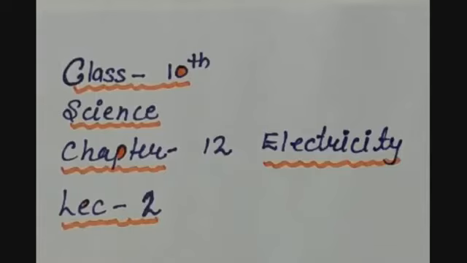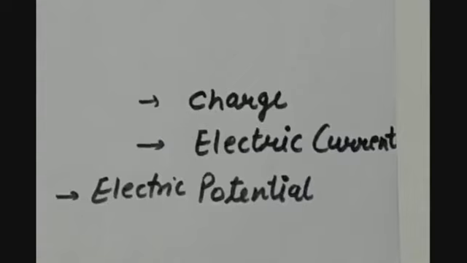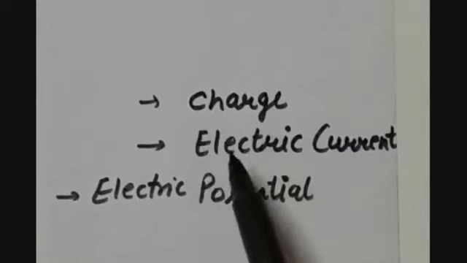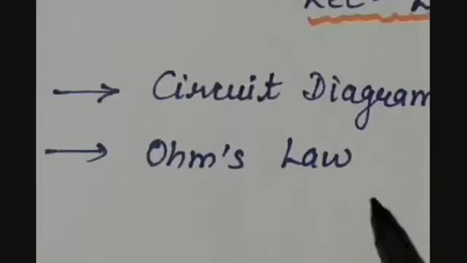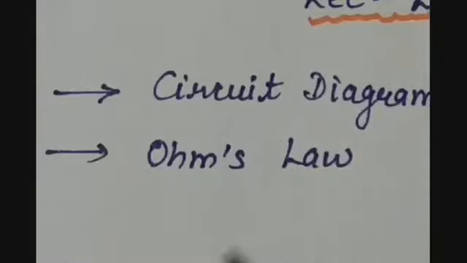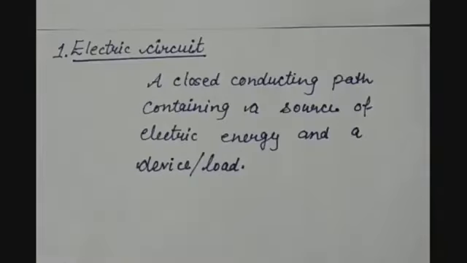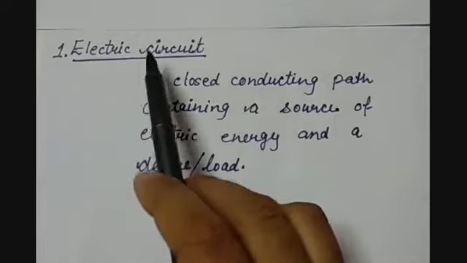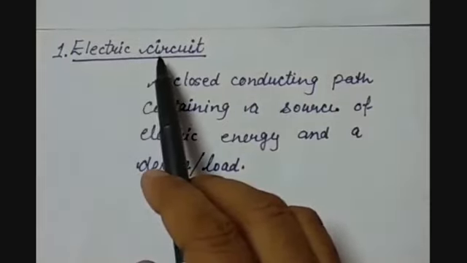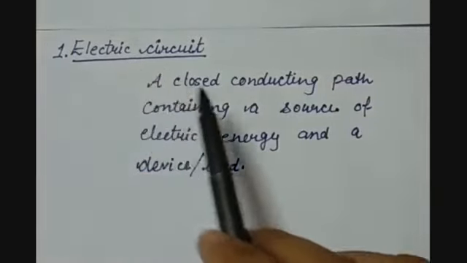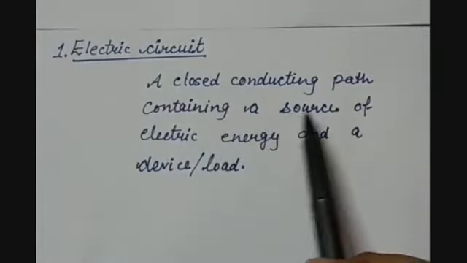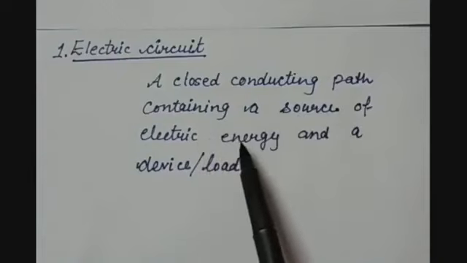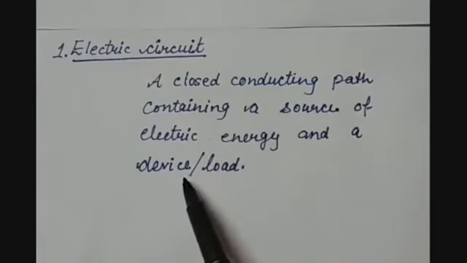In our previous lecture we have studied about charge, electric current and electric potential. In today's lecture we are going to study about circuit diagram and Ohm's law. Electric circuit. What is an electric circuit? Electric circuit is a closed conducting path containing a source of energy, that is electrical energy, and a device.